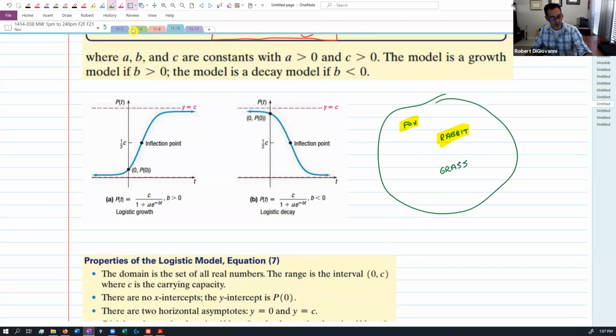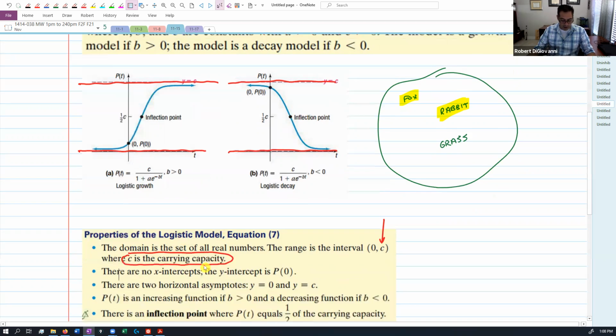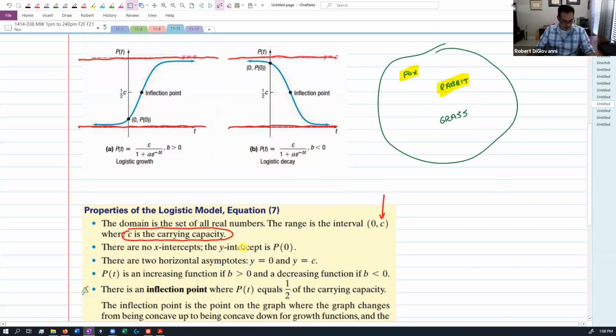So you can see from the picture here that the function tries to reach this value of C. It tries to get there, but never does. And on the bottom, it tries to get towards 0, but it never does. So as it approaches this value C and it never reaches it, we call that the carrying capacity. This would be like if you're talking about the rabbits, the C would be like the maximum population we could ever reach with the rabbits. It's the carrying population. How many rabbits can be carried within that system? So that number C that it's approaching is called the carrying capacity.